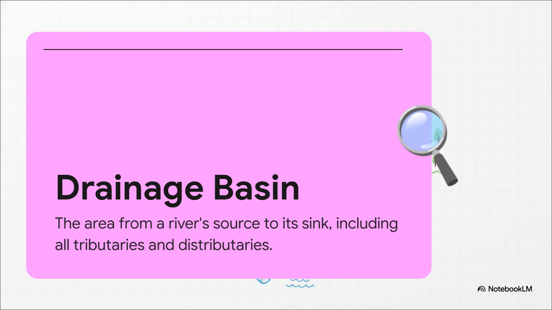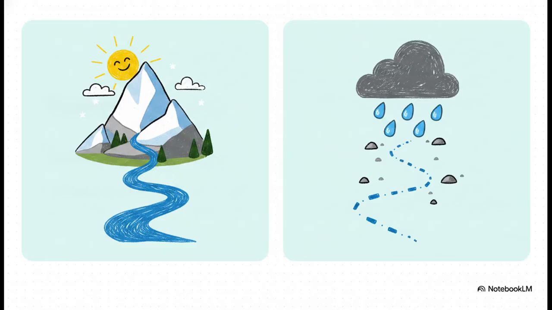A river usually starts at a source, like a high-altitude glacier or a lake, and ends at a sink, which is usually an ocean. Along that journey, smaller rivers join it, which we call tributaries, and sometimes it splits off into branches, called distributaries. In India, these massive networks are categorized by their sheer size into major, medium, and minor basins.